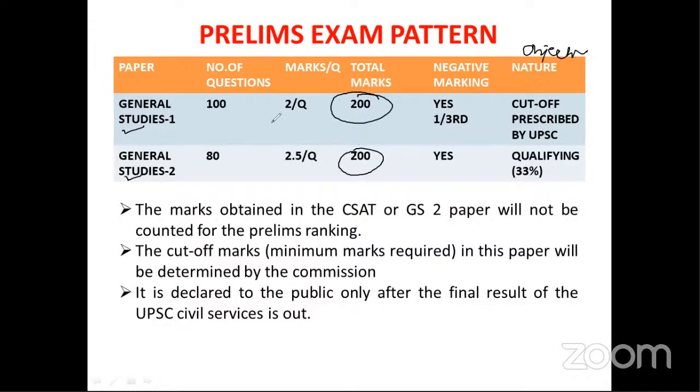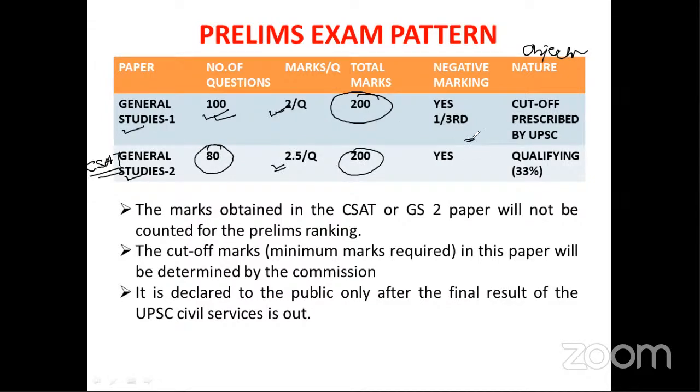The number of questions will be different. In GS Paper 1 you will see 100 questions, and GS Paper 2, which is most famously known as the CSAT paper, has a total of 80 questions. Each question in GS Paper 1 carries 2 marks, and here each question carries 2.5 marks. And both papers will have negative marking.